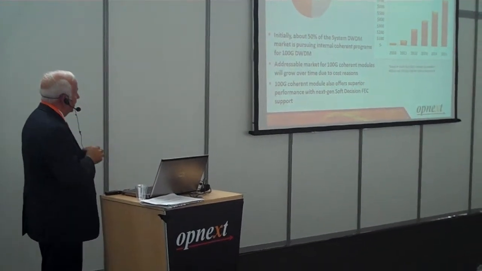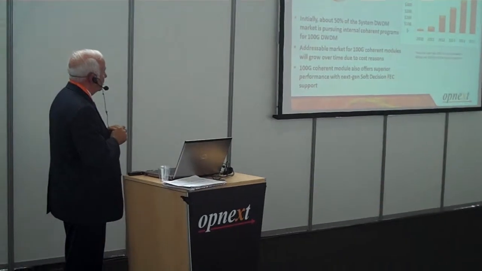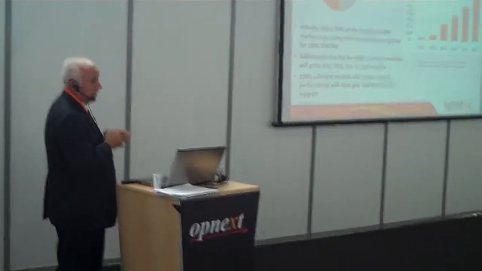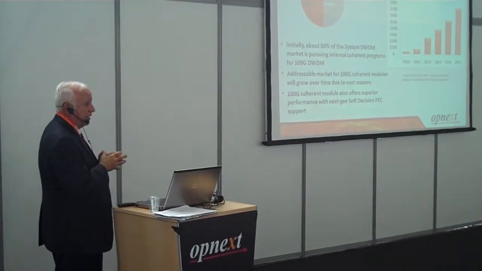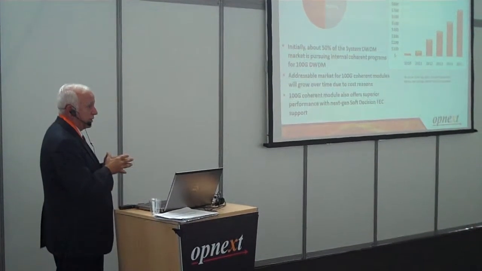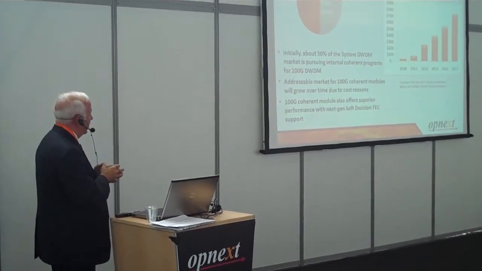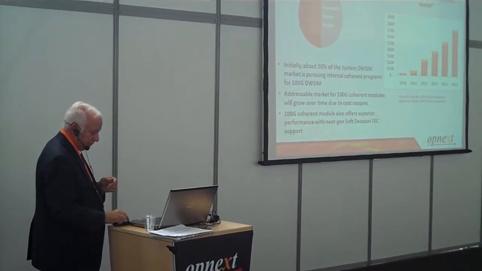And really, the 100G coherent modules will grow over time because it simplifies the network. In the core backbone, you see 100G pipes coming off the routers right now. They're going to feed into these directly. You don't have a lot of aggregation type issues.